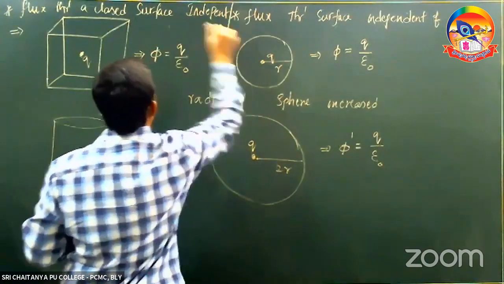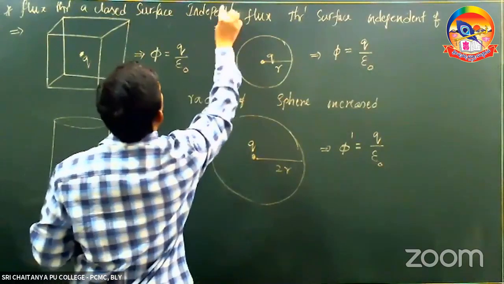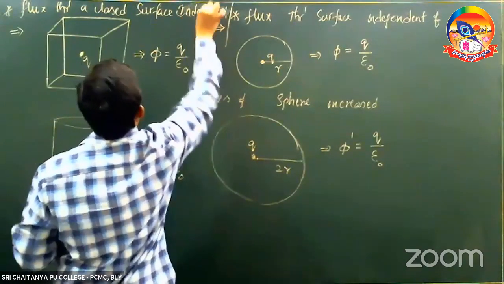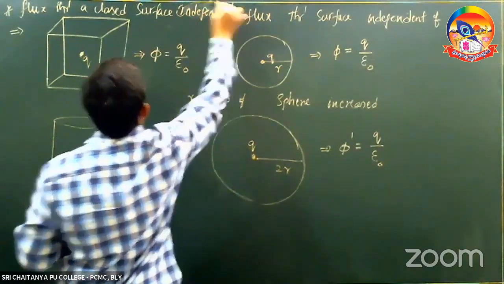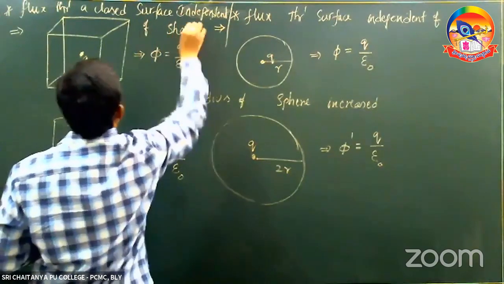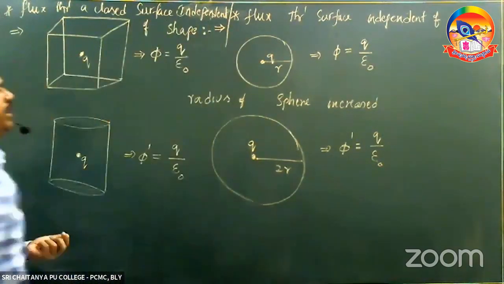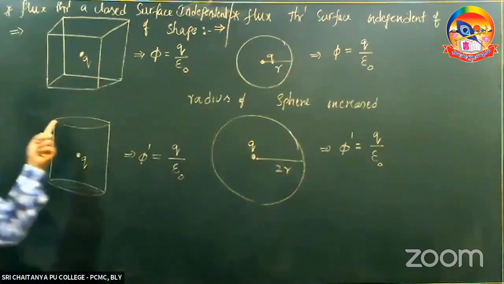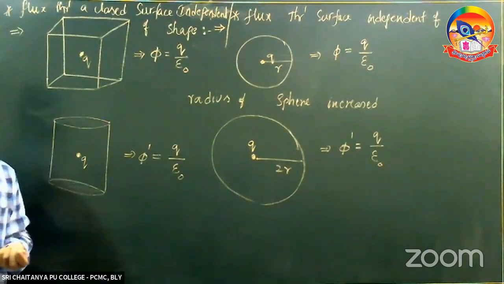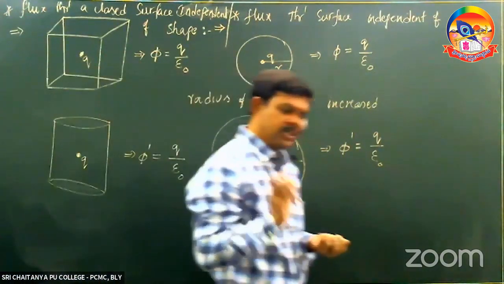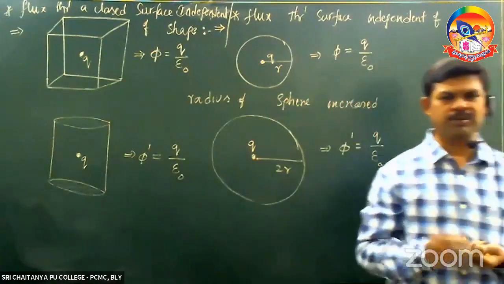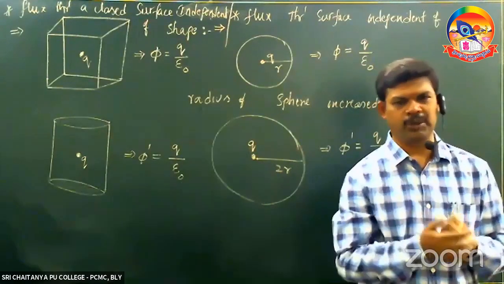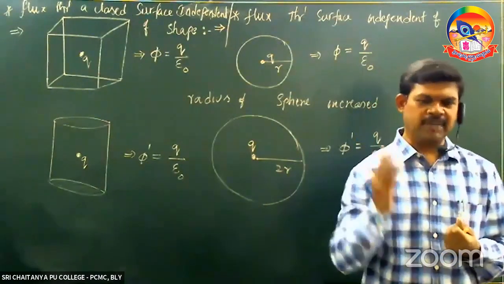Independent of shape, independent of shape. This is an example. Independent of size. This is an example. Independent of shape. Remember, simple problems, important concept also. In board exams, we get these questions for 1 mark and 2 marks. In entrance exams, this type of bit is a must.